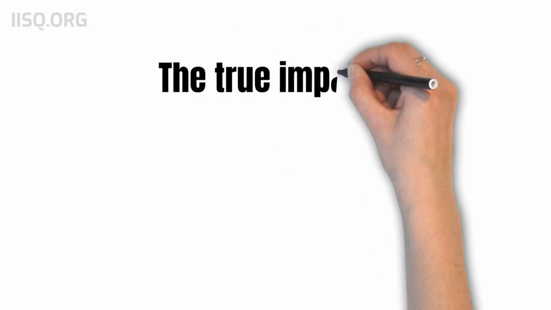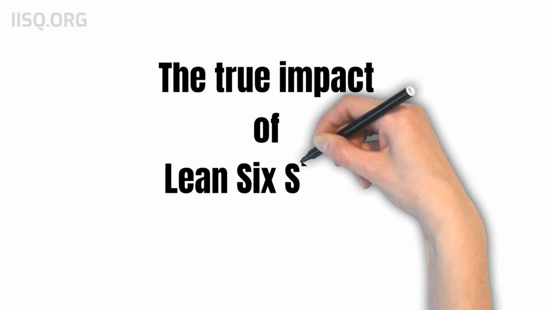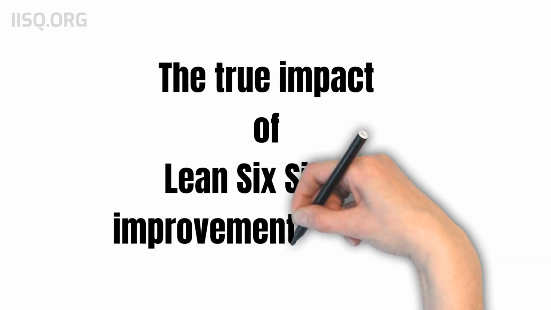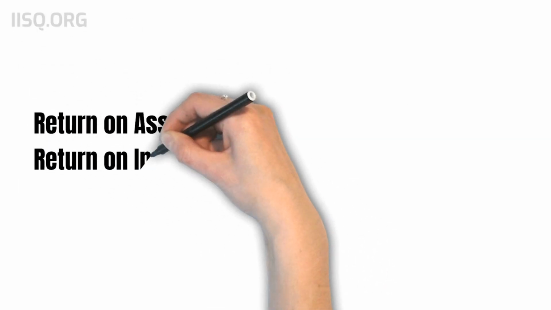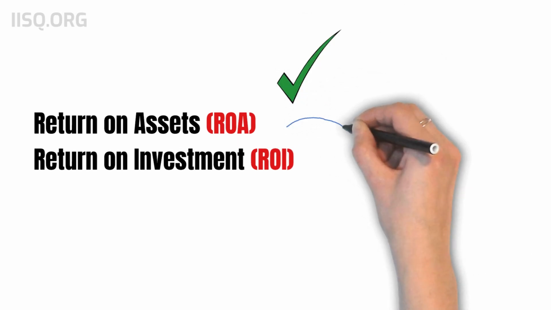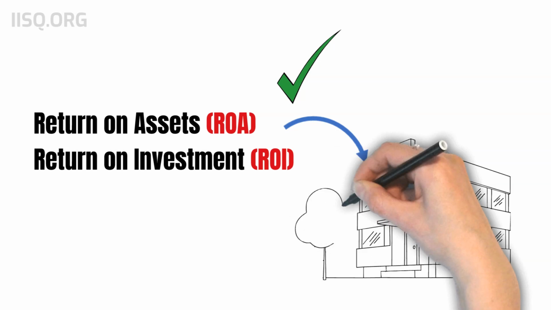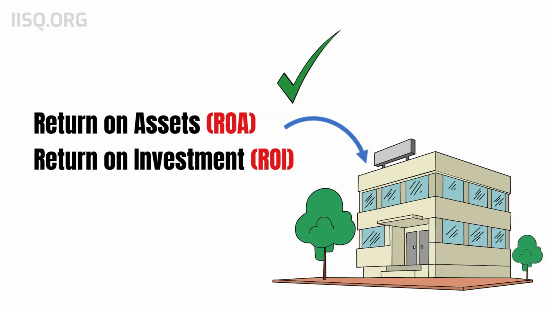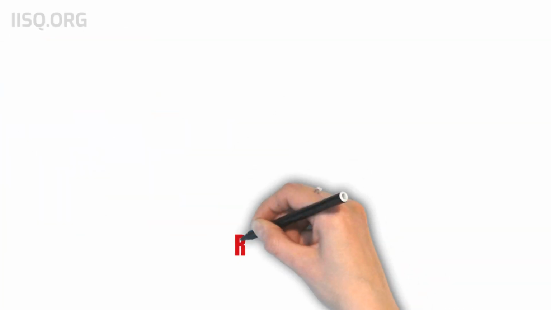Are you measuring the true impact of your Lean Six Sigma or any other improvement projects that you are running in your organizations? Understanding key financial metrics like return on assets, ROA, and return on investment, ROI, is essential for assessing the real value your projects bring to the organization.